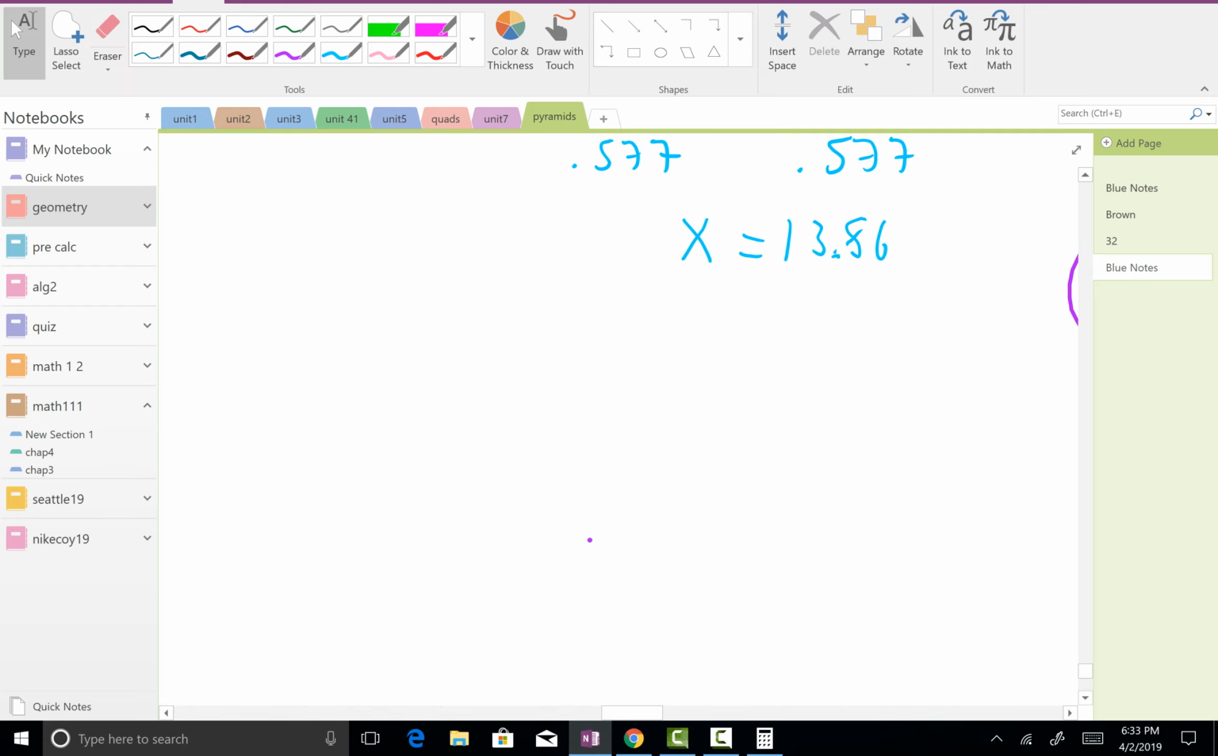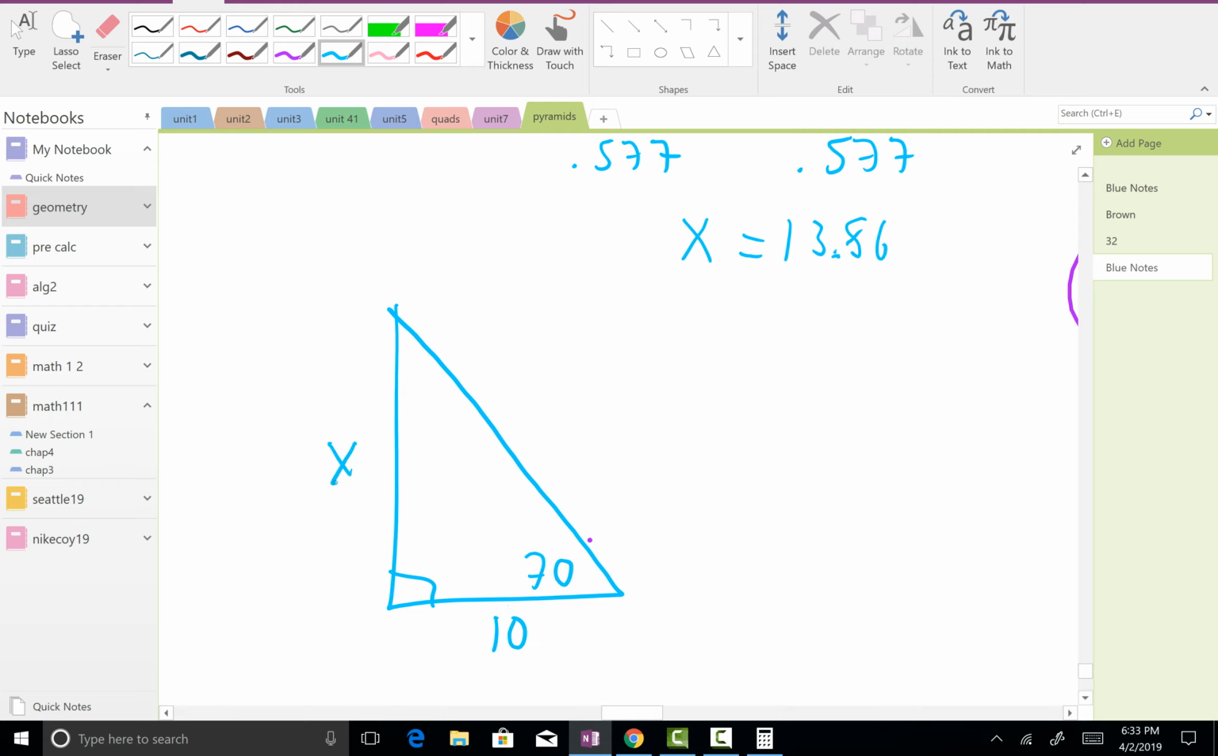Let's try another one. I'm going to make another triangle like this, and I'll probably do some more of this on Friday. So now I have this one right here. I'm going to do the same thing. Tangent, the angle is 70. The opposite side, right there, is going to be X. The adjacent side is going to be there, and that's 10. So it's a little bit different. Same idea, but a little bit different as far as the ratio.